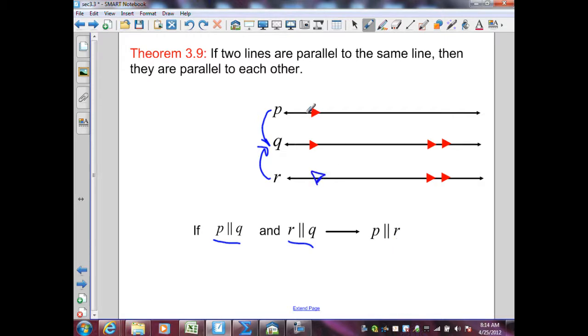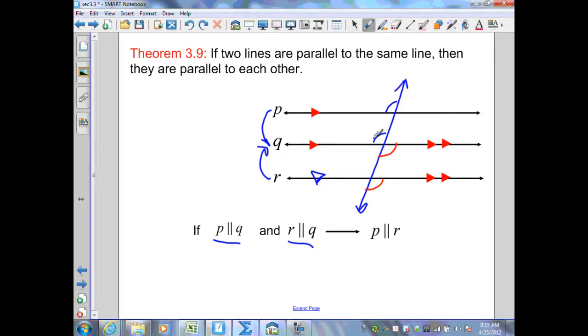So I could have just one symbol for all three lines, so they represent that they are parallel to each other. I also could prove that quickly by dropping a transversal. I know that P is parallel to Q. Therefore, I know corresponding angles are congruent. I also know that R is parallel to Q. And I know that these corresponding angles must be congruent. I know that from the corresponding angle postulate in our previous section.